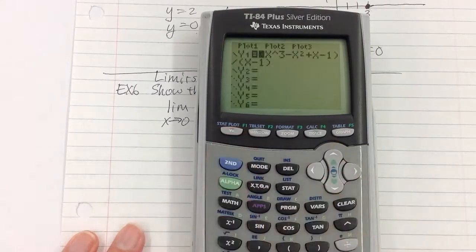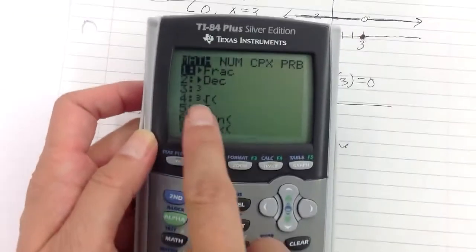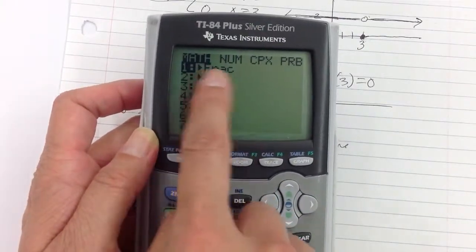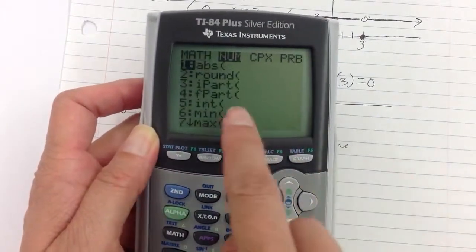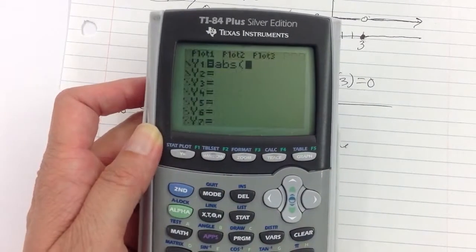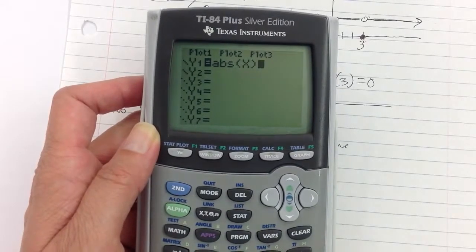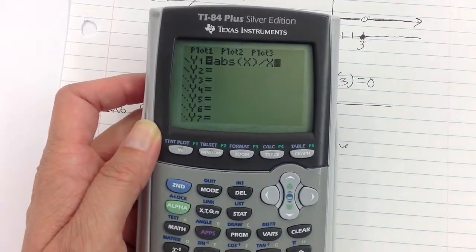Okay? So y equals absolute value. Uh-oh. How do we put absolute value in our calculator? Math button, right? Yep. Go to your math button. And it's not in the first menu, but if we arrow over to number, it's the very first option right there. ABS stands for absolute value. So absolute value of x, enter parentheses, divided by x.